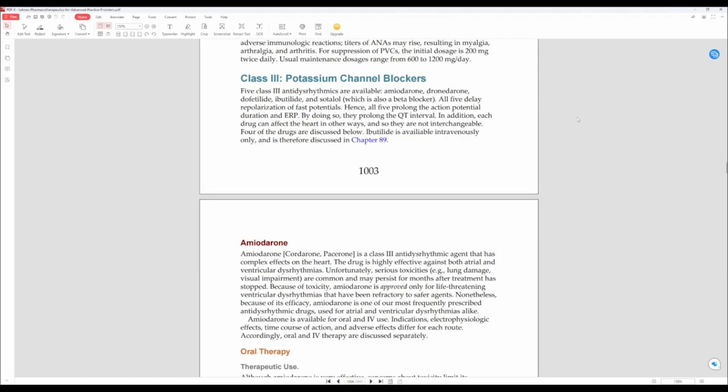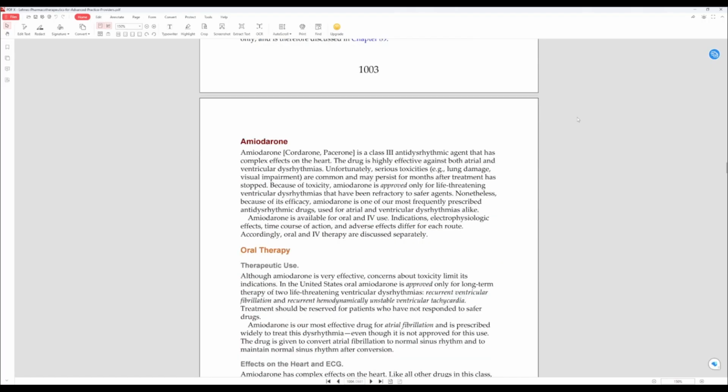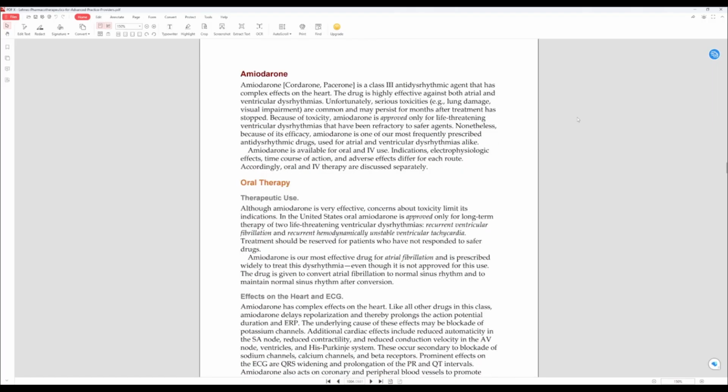Ibutilide is available IV only and is therefore discussed in Chapter 89. So we'll speak on the one that is most commonly used still today: amiodarone. Amiodarone, also known as Cordarone or Pacerone, is a Class 3 antidysrhythmic agent that has complex effects on the heart. The drug is highly effective against both atrial and ventricular dysrhythmias.